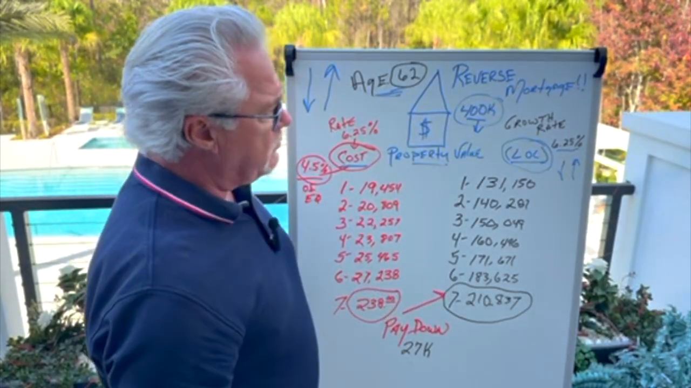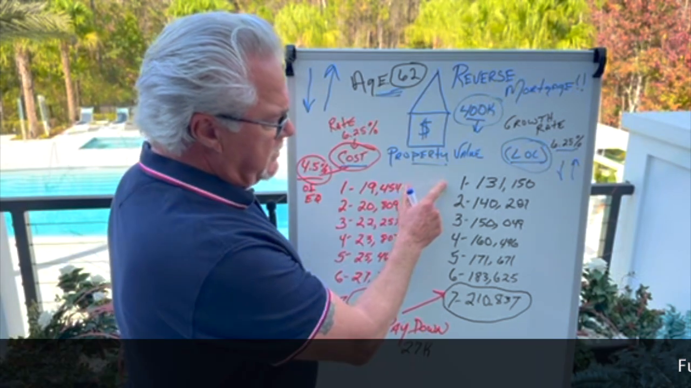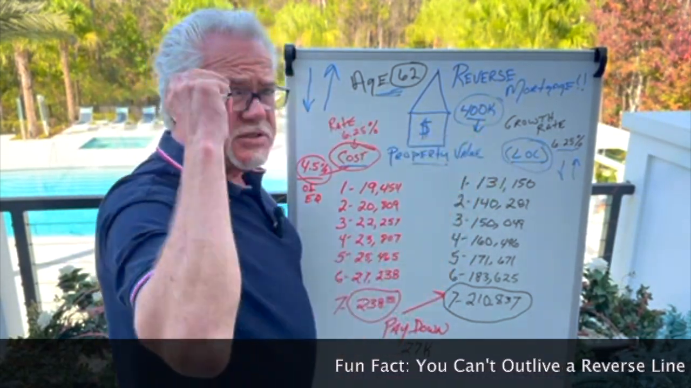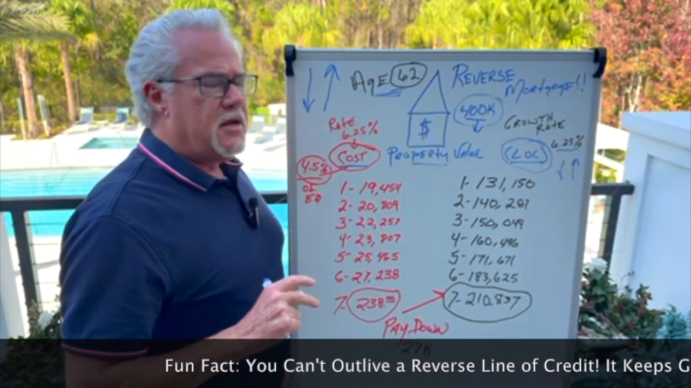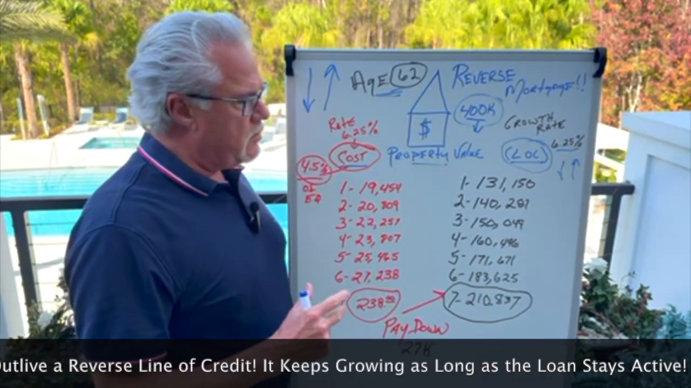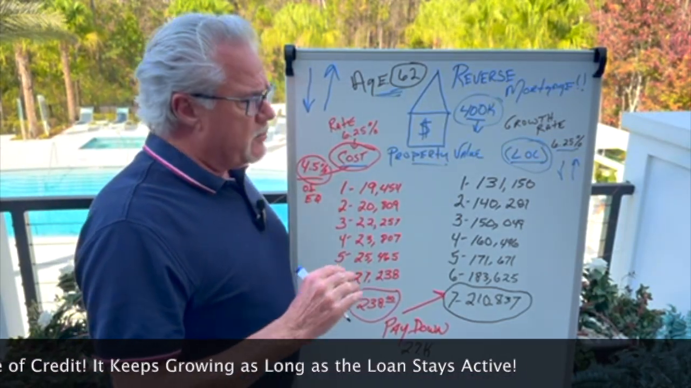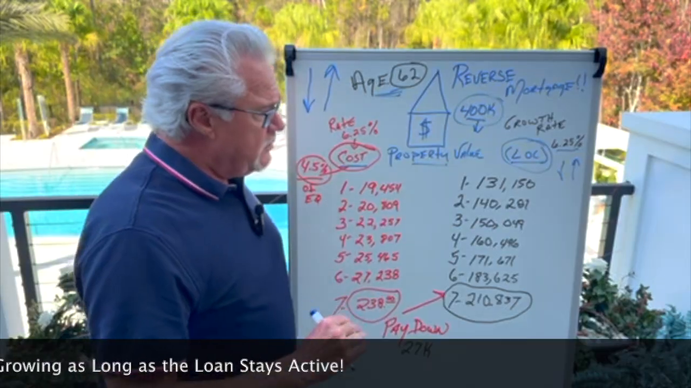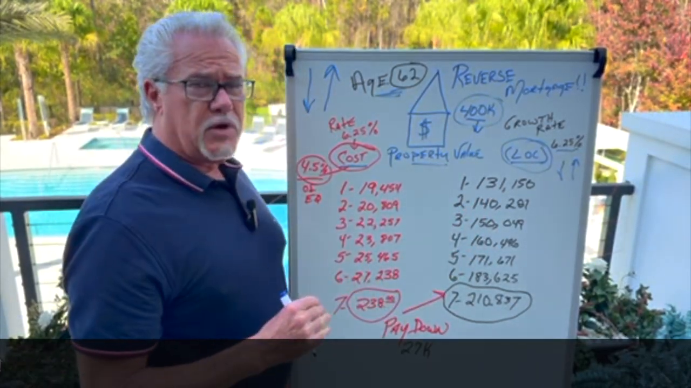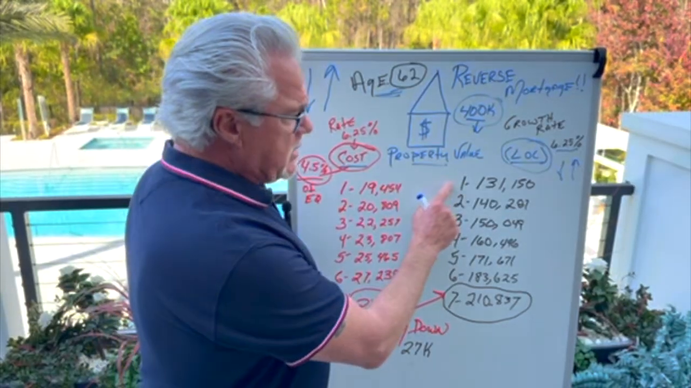Let's go over to the line of credit real quickly. In year one, you'd get about 40% of the value at age 62. So you're not going to get a whole lot. You've got a lot of equity remaining in a reverse mortgage. Folks don't realize that the more mature you are in age, the higher that number is going to be, the more we're going to lend you. But let's just start with year one.